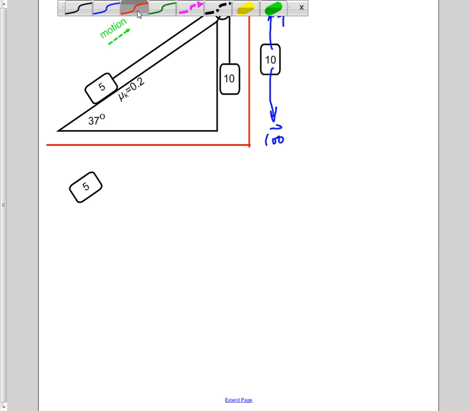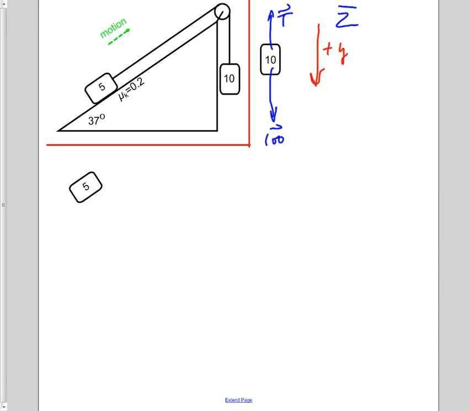And I will choose plus y to be down like this. So now this part of the problem is a one-dimensional problem, and so we can say the sum of all the forces in the y direction is equal to 100 minus T, and that's equal to 10 times the acceleration.